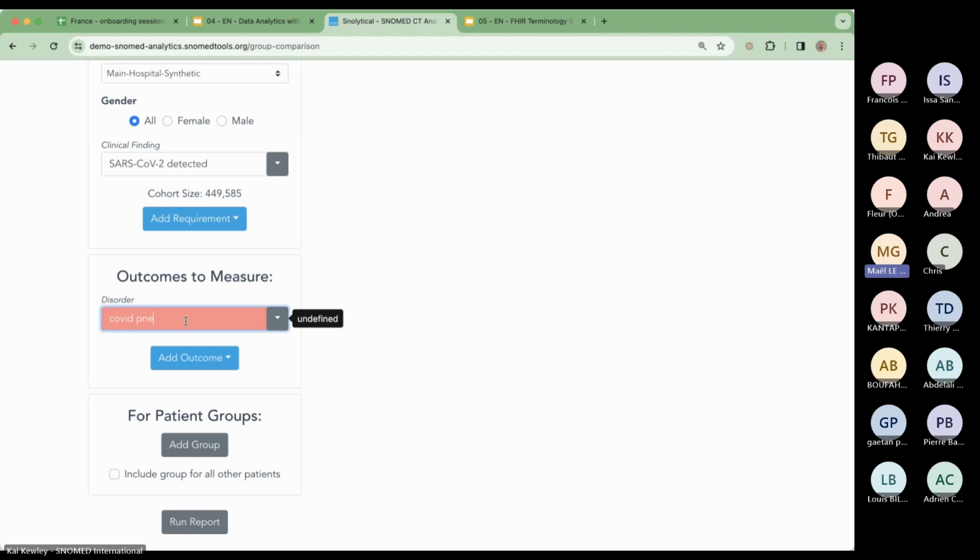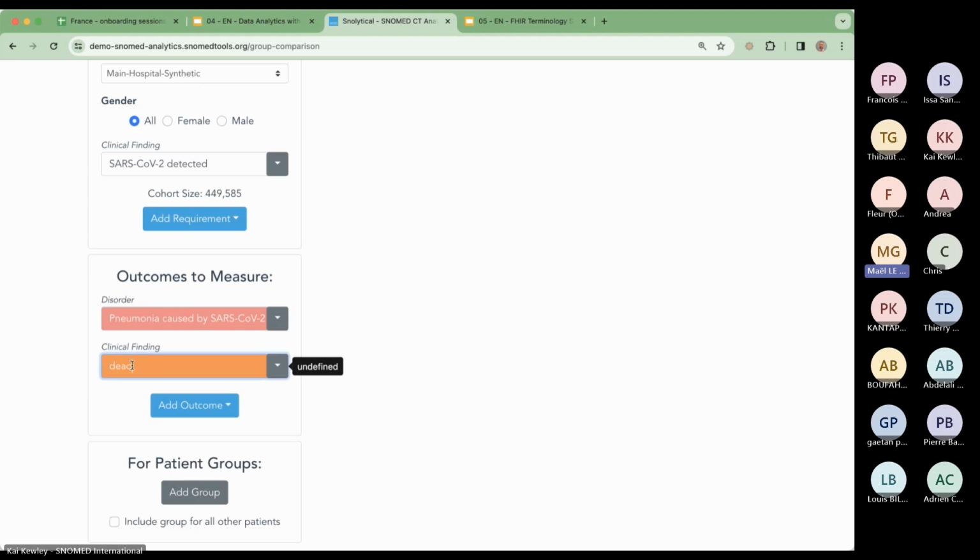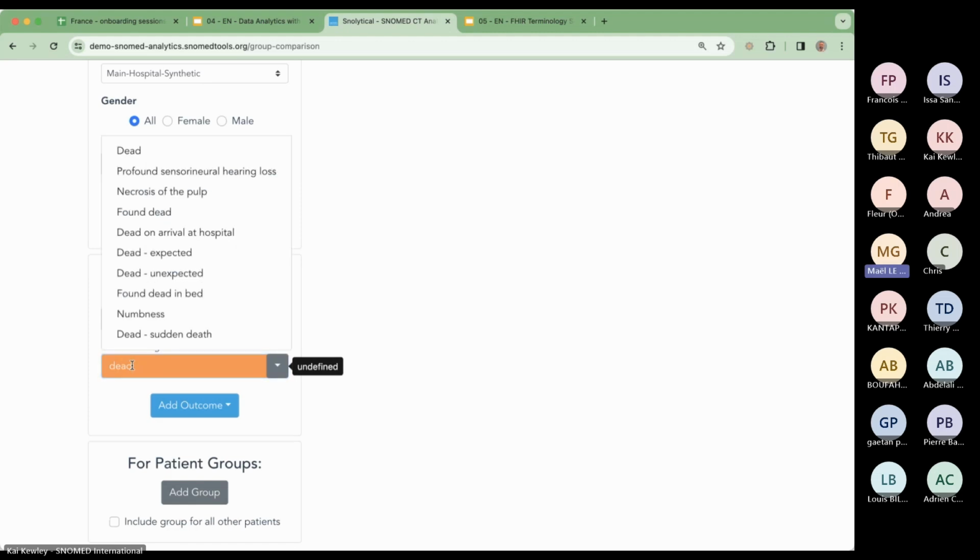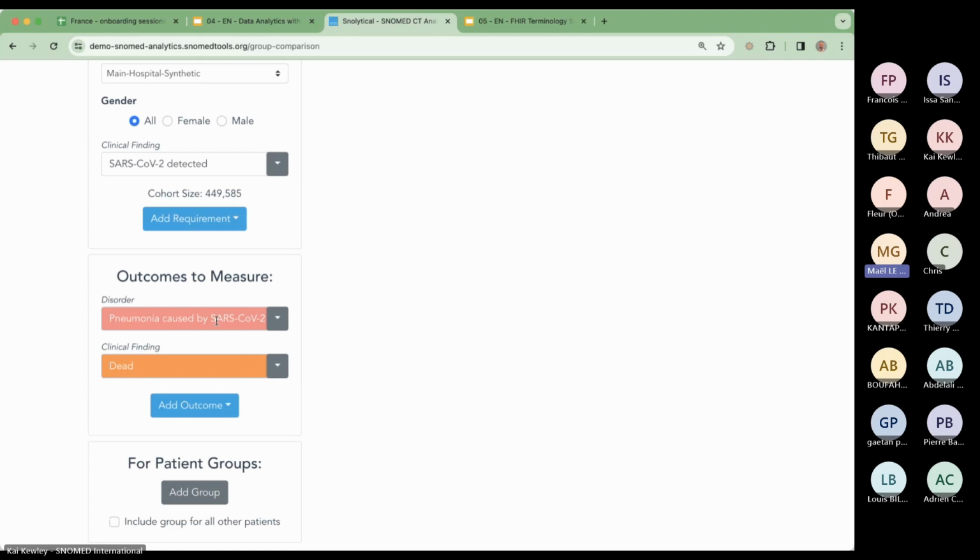We're waiting for the terminology server to catch up. It's not working. Ah, there it is. There was an exact match, so it's pre-selected it for me. And the finding is the patient died. So these are the two outcomes that we really want to measure against.